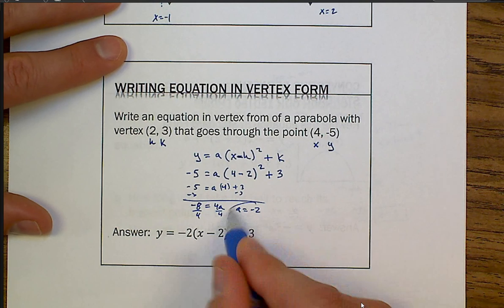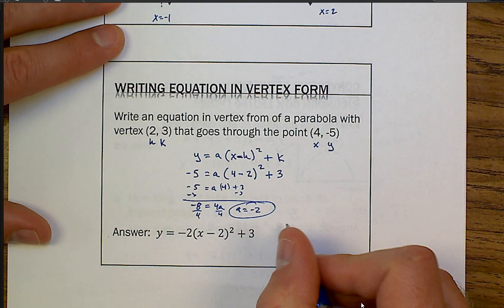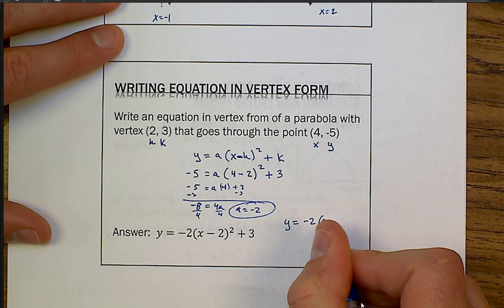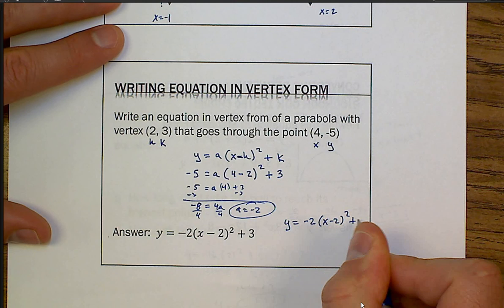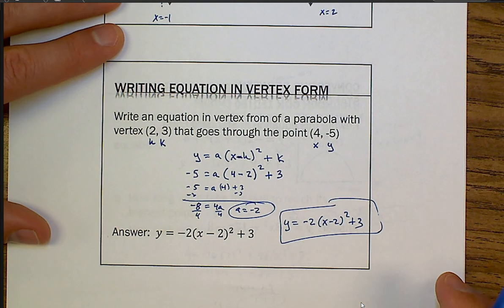Once I get my a value, then I'm going to take that and write my answer as y equals negative 2 times x minus 2 squared plus 3. I substitute my h and my k in, and that is my vertex form. Okay? Moving on to the last page here.